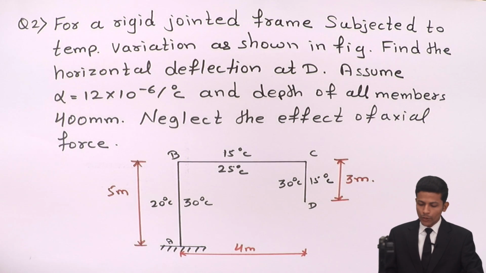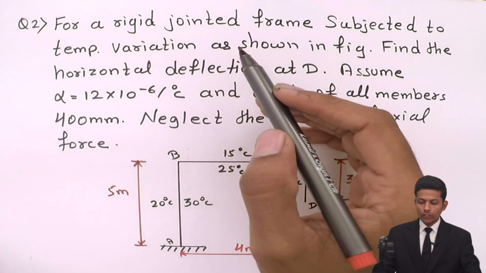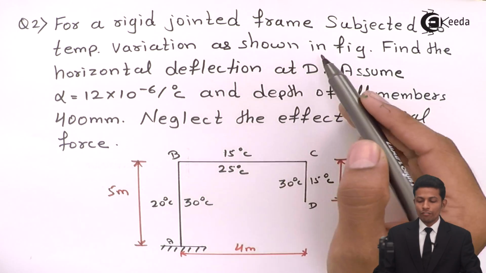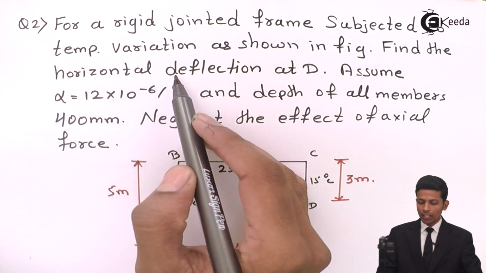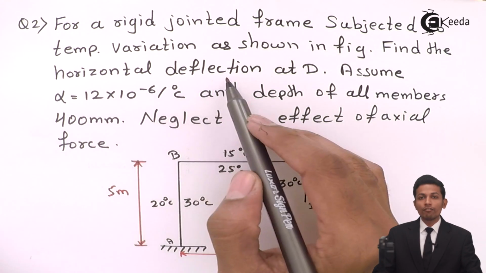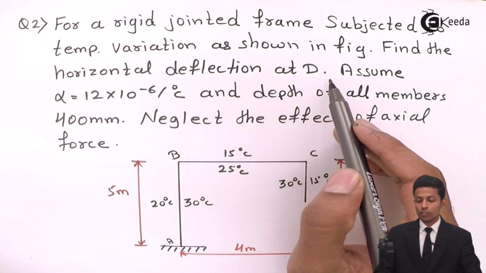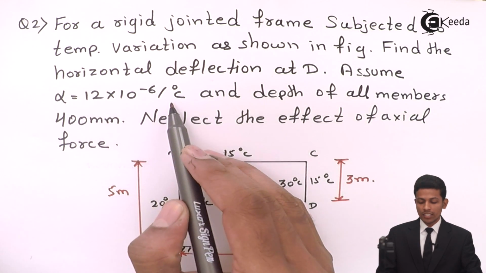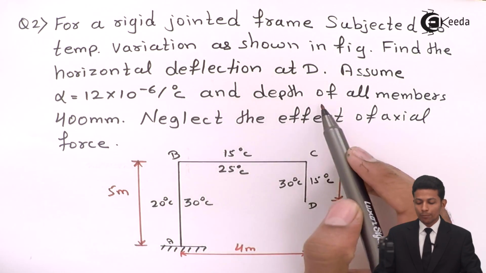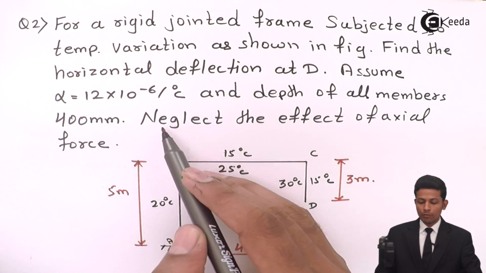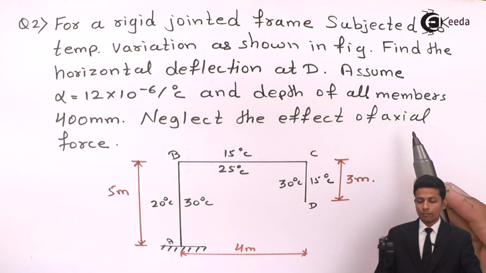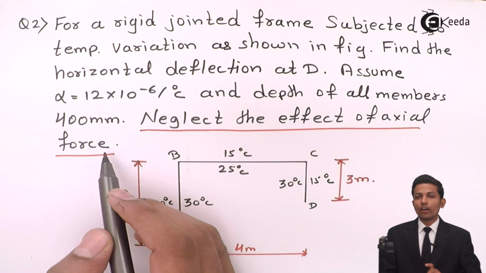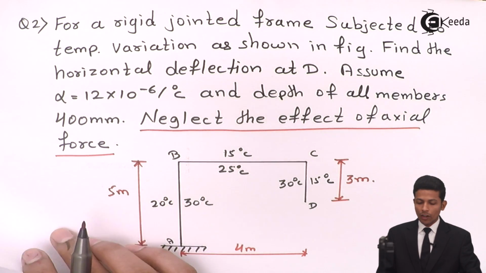Now see, this is question number 2 given over here, friends. For a rigid jointed frame subjected to temperature variations as shown in the figure, find the horizontal deflection at D. Assume alpha is equal to 12 into 10 raised to minus 6 per degree Celsius and depth of all members is 400 mm. Neglect the effect of axial deformation. Always see this: neglect the effect of axial deformation. We do not have to take the n bar. Okay, now let's start with the solution.